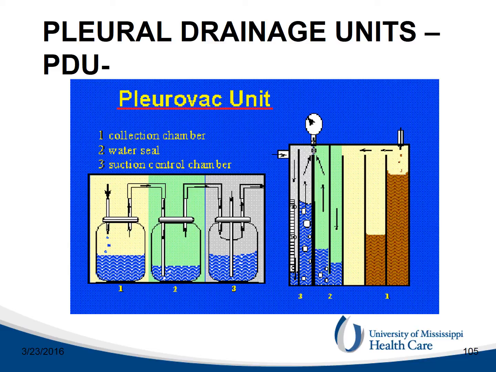wall suction and has a partially immersed tube which keeps the suction constant by allowing air into the barrel when the suction is excessive. This 3 glass barrel system is quite inexpensive, is reusable, and is still used today in underdeveloped countries or in hospitals that have budget constraints.